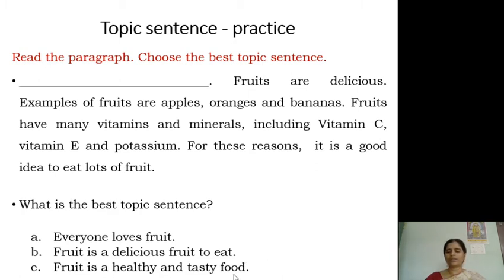Fruit is a healthy and tasty food. Here two elements are included, regarding health and regarding taste. So fruits are delicious relates to the taste, and fruits have many vitamins and minerals, including vitamin C, vitamin E, and potassium. All these things are helpful to be healthy. So this is also included. So option C would be the best topic sentence for this paragraph as it contains the elements health and taste. So now I can choose C as the topic sentence.